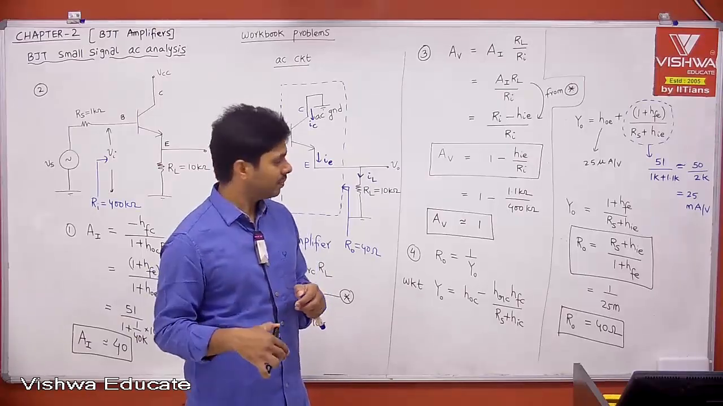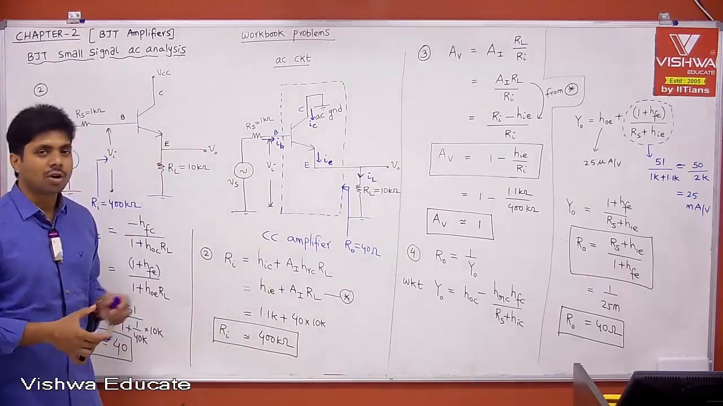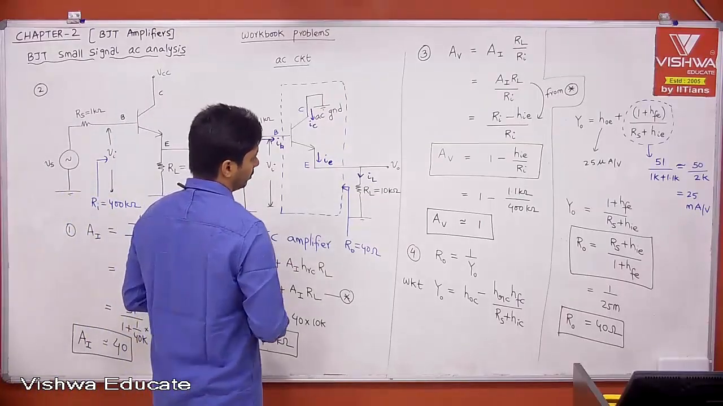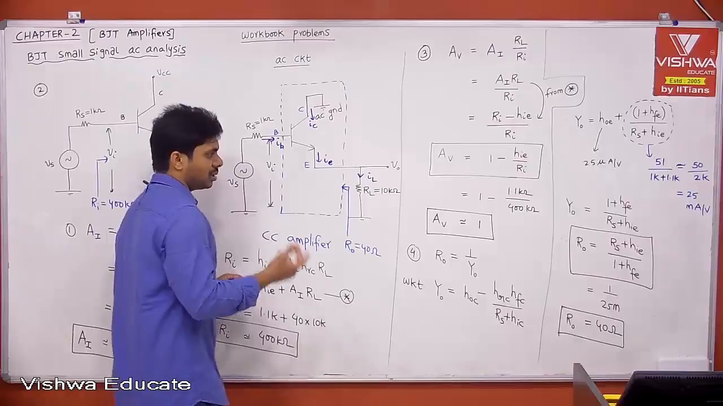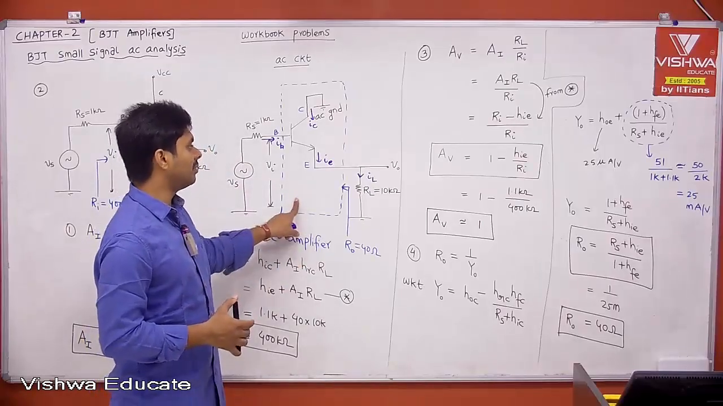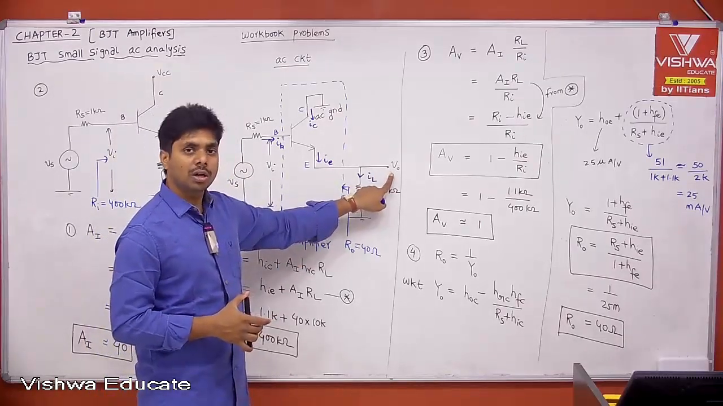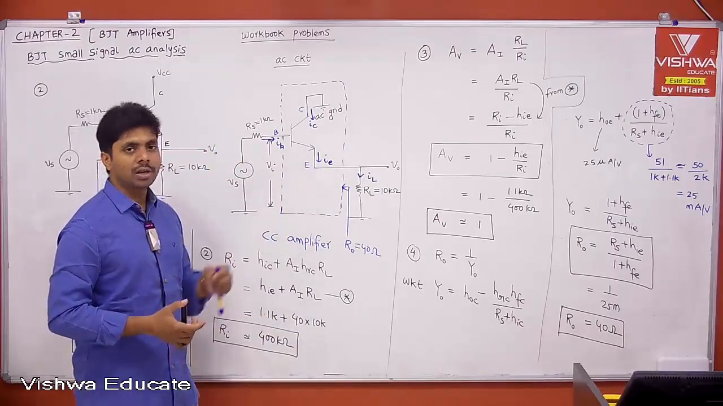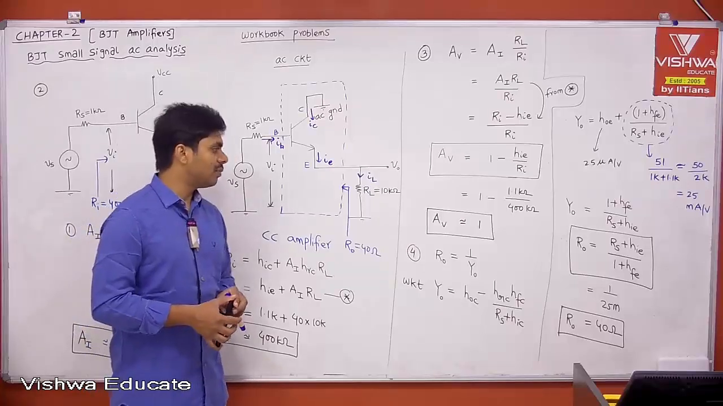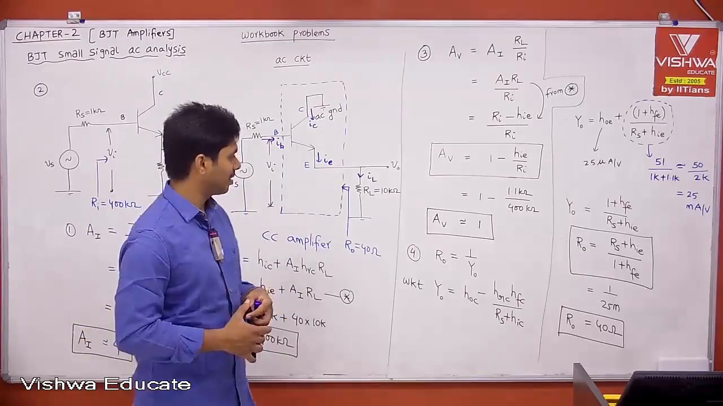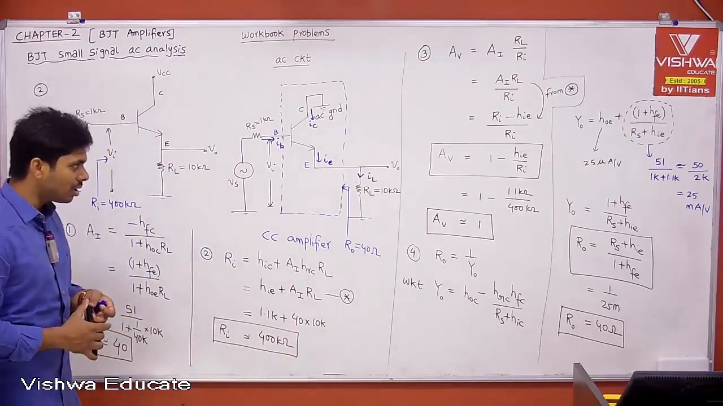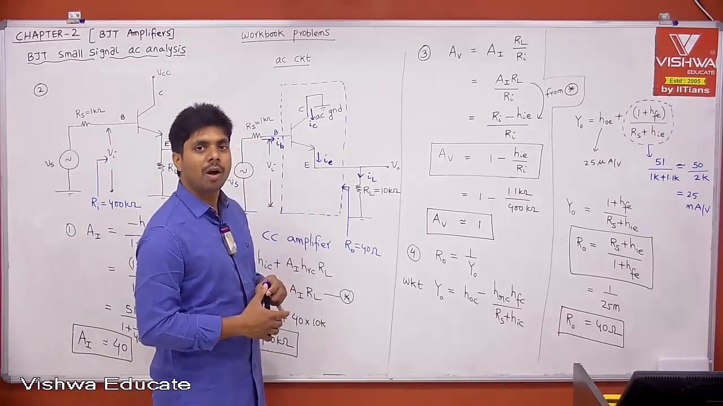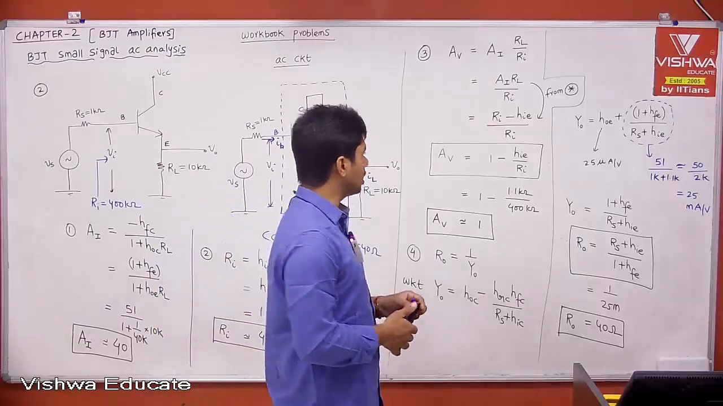Or another name, emitter follower. The CC amplifier is also called a buffer amplifier, voltage follower, or emitter follower, because the emitter is following your input. That's why it is called an emitter follower. There is another name, emitter degenerative circuit.